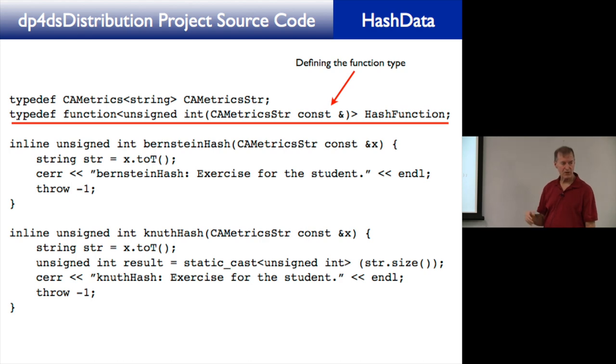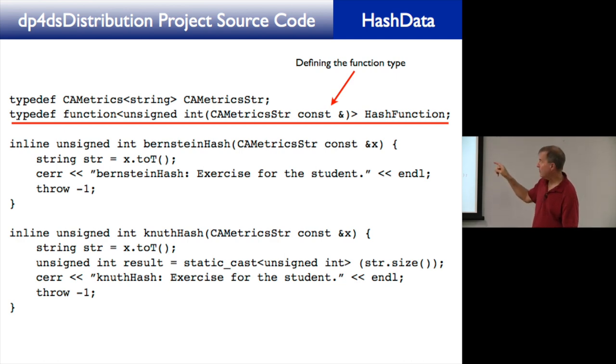Does everybody see? So why do we use unsigned ints? Because these are the subscripts of an array, and our arrays start at zero, subscript zero. You don't have an array subscript negative 3. Are you with me on that? So that's why we use unsigned int. And so that's defining the function type.